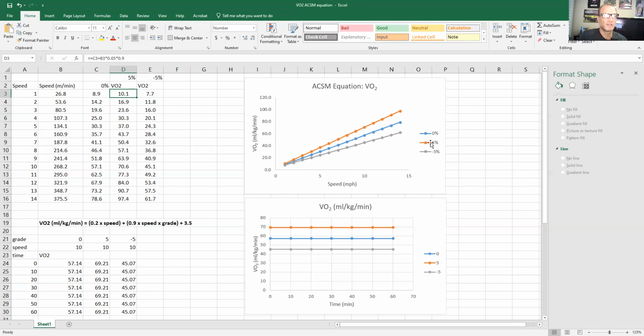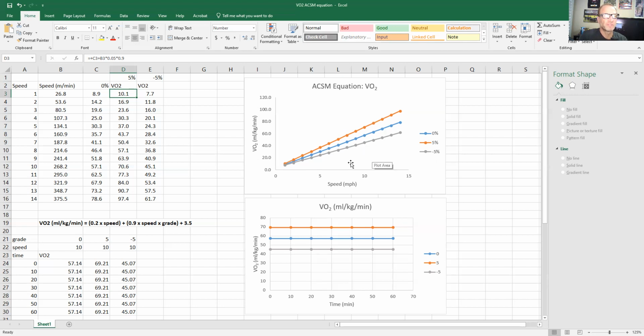Blue is 0%, orange is uphill, 5%, and gray is downhill, negative 5%. So what do we have here? Well, this is very characteristic data. If we got on a treadmill, for example, and we left the treadmill level, and then we just started increasing the speed, just like a graded exercise test, what we would expect VO2 to do is increase in a linear manner. Linear meaning a straight line, and that's that blue line. So for every increase in speed, I get an equal increase in VO2, rate of oxygen consumption.